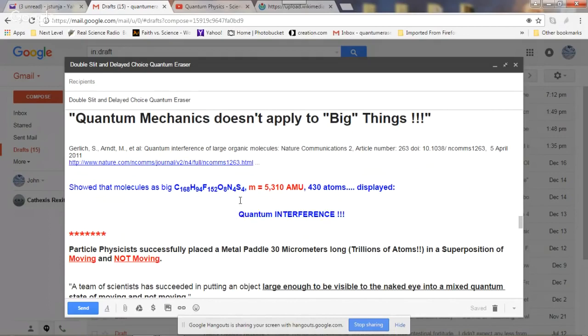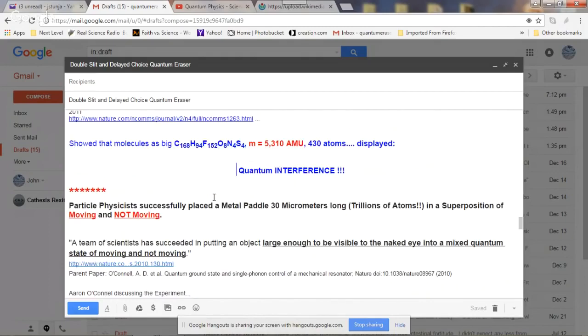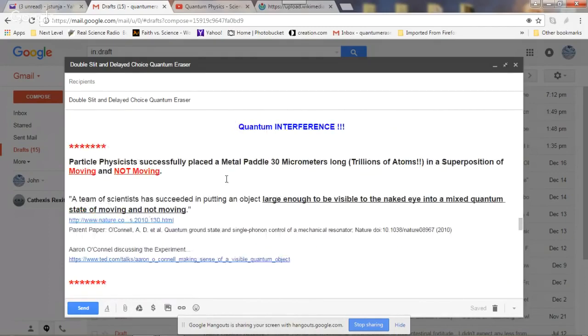And if you think that's impressive, this one just scuttles that one. Particle physicists successfully placed a metal paddle 30 micrometers long, that's trillions of atoms, in a superposition of moving and not moving at the same time. A team of scientists in Nature has succeeded in putting an object large enough to be visible by the naked eye into a mixed quantum state of moving and not moving.